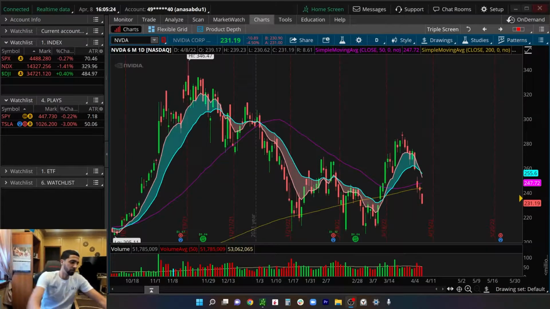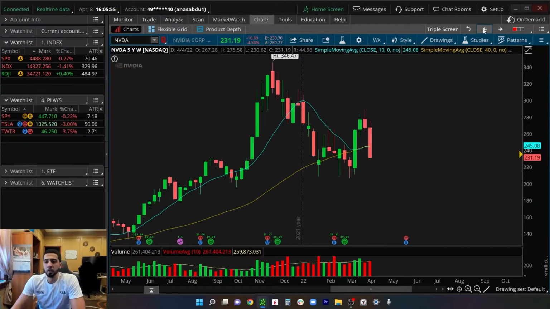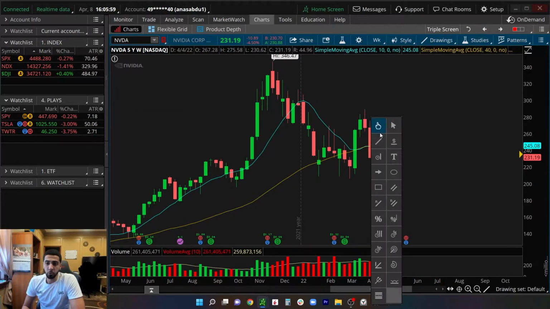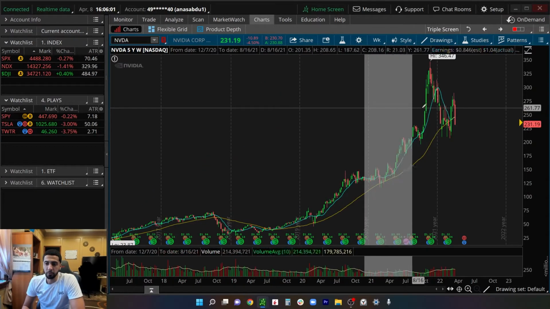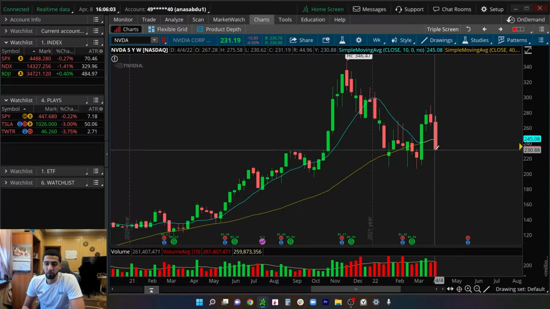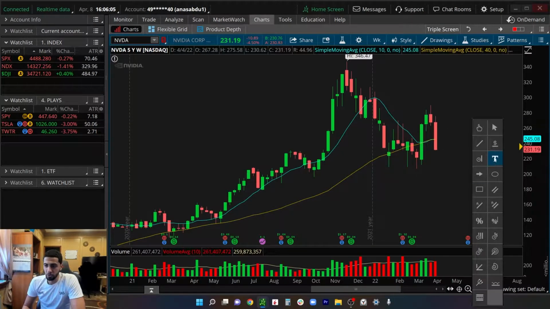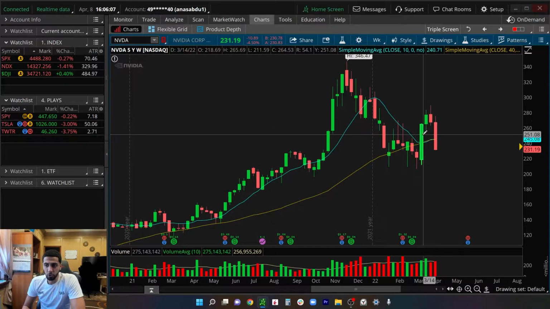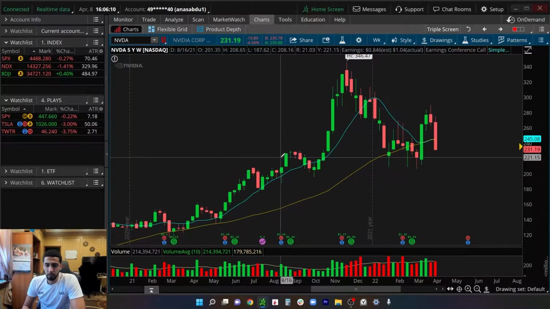Right now I'm just going to go over some levels for a couple of stocks that are on my mind, including Nvidia, Tesla, and Twitter. As always, you want to make sure that you're checking out the weekly chart first, and then the first thing is to see where the price currently is and take it from there. So Nvidia right now is currently 231, and I want to start drawing levels around that price.